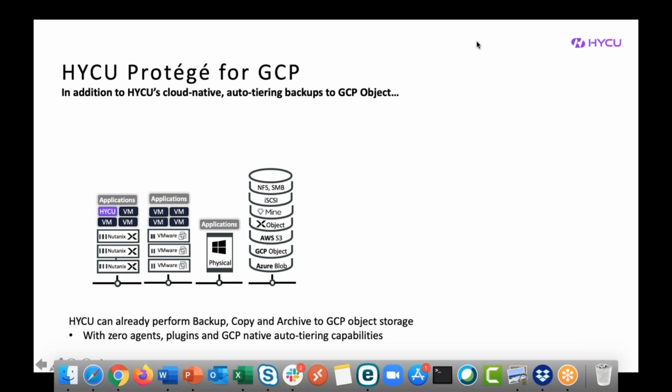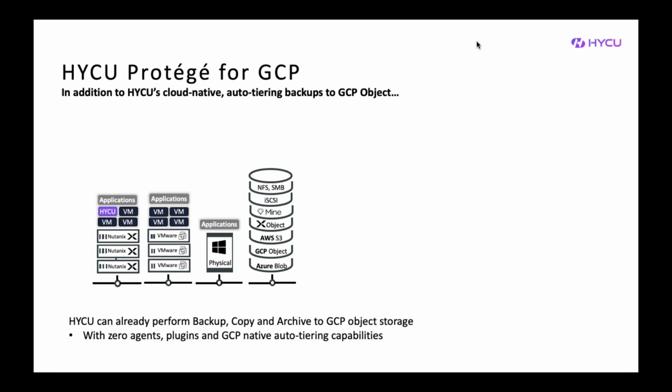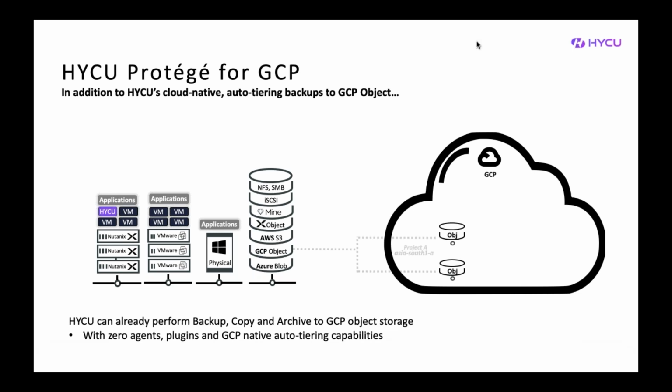To start with, HYCU for on-prem solutions has the ability to perform seamless backups to your GCP object storage. What I mean by seamless here is you don't need any additional installs. You don't need any additional plugins or agents to do backups of your on-prem workloads to GCP.